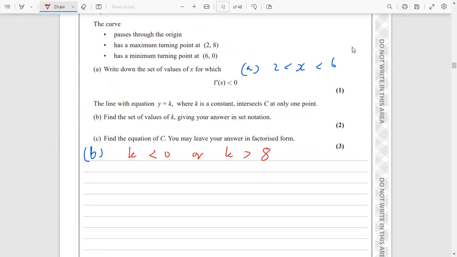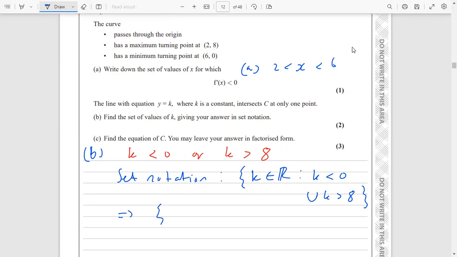So if we want to write this in set notation, because the question wants us to do that, we can write it like this. So it's the set, we can use curly brackets for a set. So it's the set of k values in the real numbers, the set of real k values such that k is less than 0 or k is greater than 8. So the union symbol. So either k can be less than 0 or k can be bigger than 8, and we can use the union symbol there.